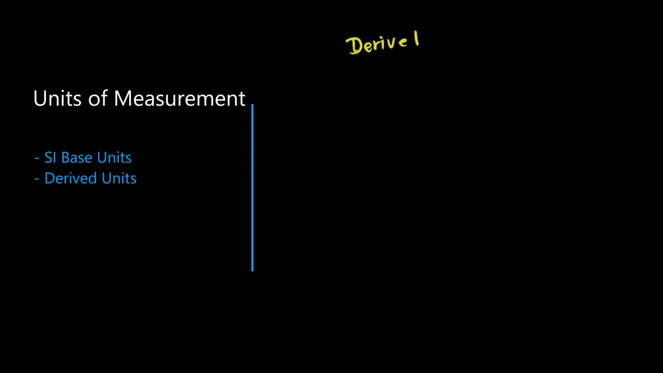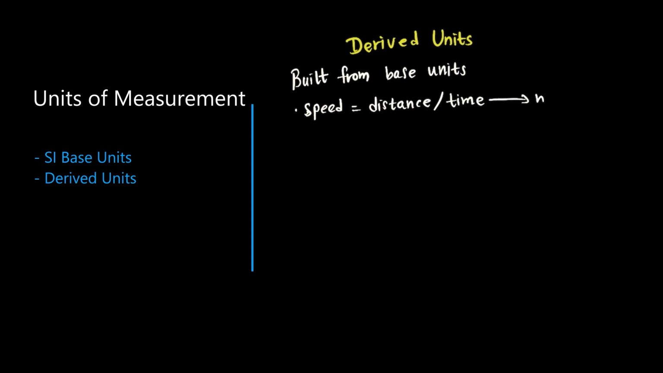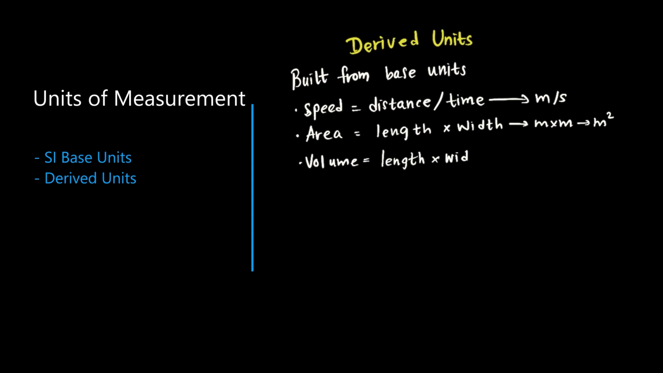From these 7 base units, we can create derived units for other quantities. Speed, for example, is a derived quantity. It's defined as distance travelled per unit of time. So its SI unit is meters per second, written as m/s. Area is another derived quantity. For a rectangle, you multiply length by width. In SI units, that's meters times meters, which gives you square meters, or m squared.